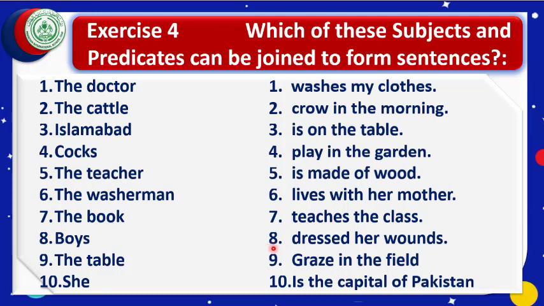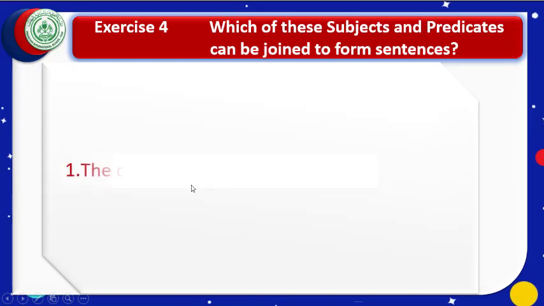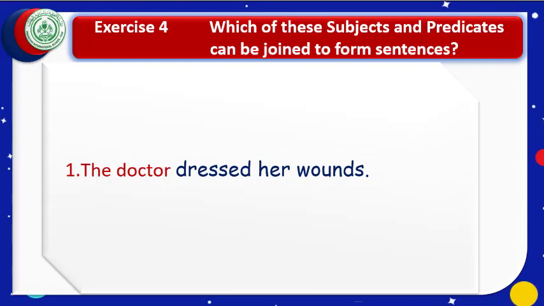To us, it looks correct to write the doctor dressed her wounds. The doctor dressed her wounds. Let us write this complete sentence. The doctor dressed her wounds. Let us move to the next part.